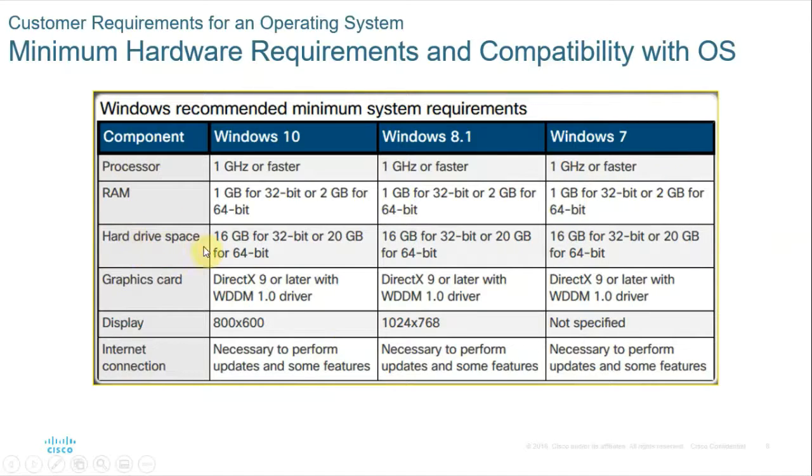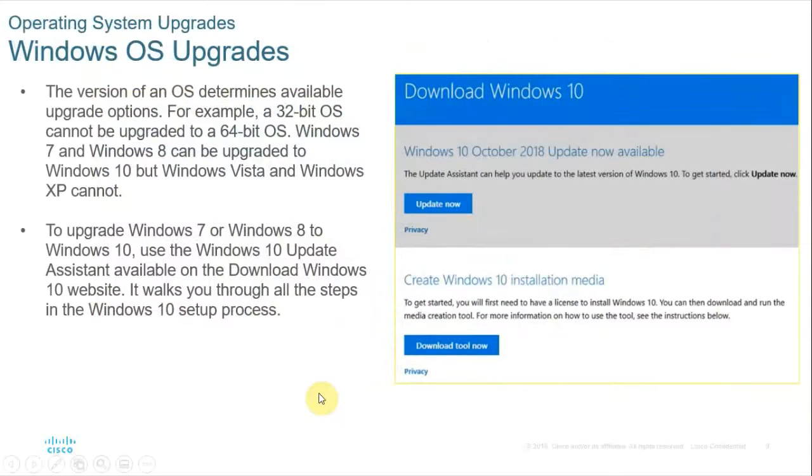And hard drive space, it should have minimum 16 GB for 32-bit and 20 GB for 64-bit to install your operating systems. We need a graphics card also, as well as for the display, and then internet connection is compulsory, which you need when you are going for updating some important features in the Windows.